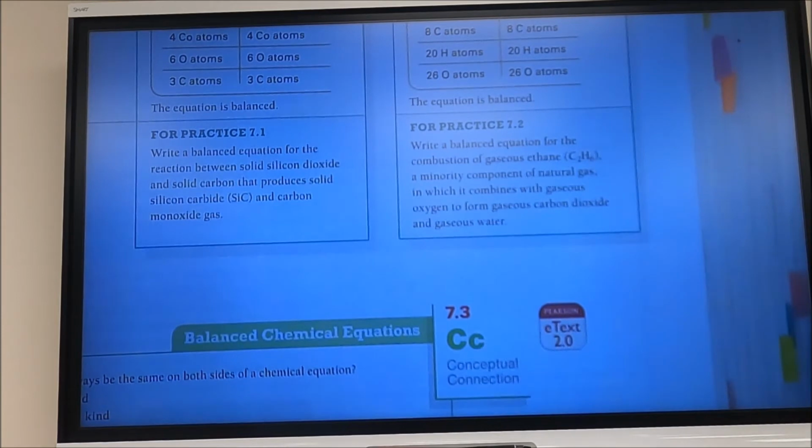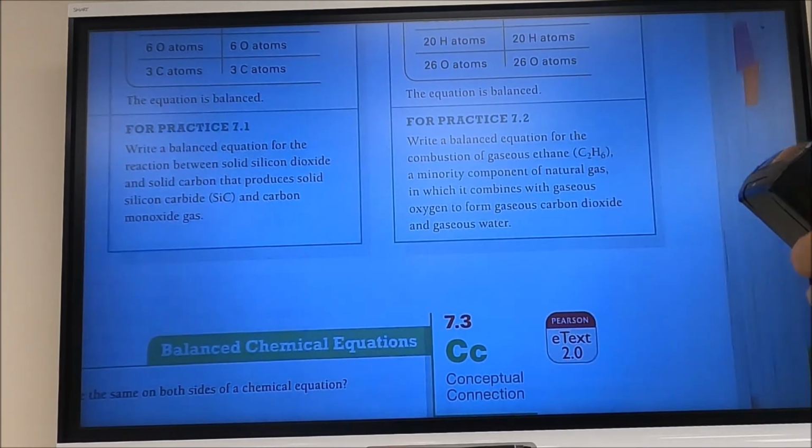All right, guys, start reading that second one. Okay, so if we look at it, we're told we've got the combustion of ethane, C2H6. Let me see if this thing will focus a little. Let's see, focus, where's the focus? Okay, that's better. C2H6.